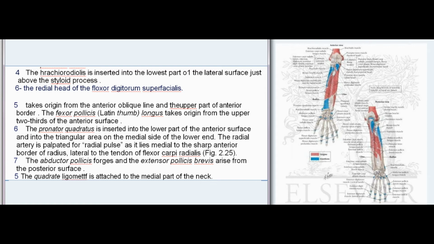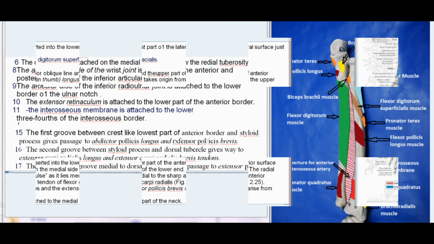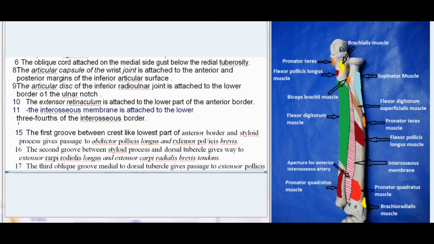7. The abductor pollicis longus and the extensor pollicis brevis arise from the posterior surface. 5. The quadrate ligament is attached to the medial part of the neck. 6. The oblique cord is attached on the medial side just below the radial tuberosity. 8. The articular capsule of the wrist joint is attached to the anterior and posterior margins of the inferior articular surface. 9. The articular disc of the inferior radio-ulnar joint is attached to the lower border of the ulnar notch. 10. The extensor retinaculum is attached to the lower part of the anterior border. 11. The interosseous membrane is attached to the lower 3/4 of the interosseous border.